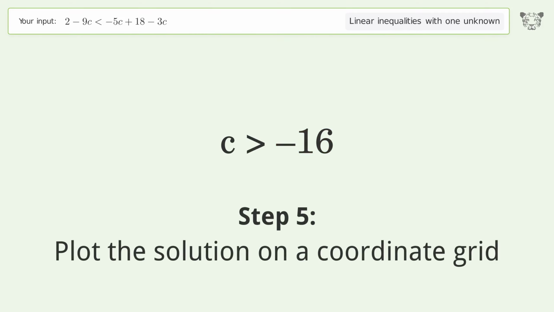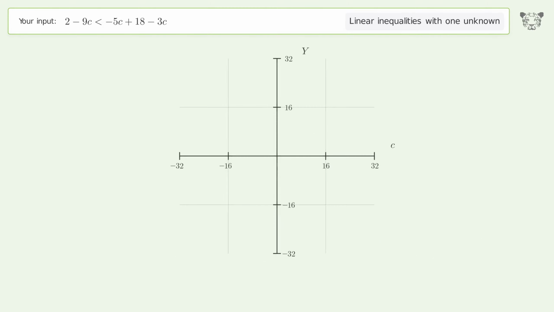Plot the solution on a coordinate grid. And so the final result is c greater than -16.